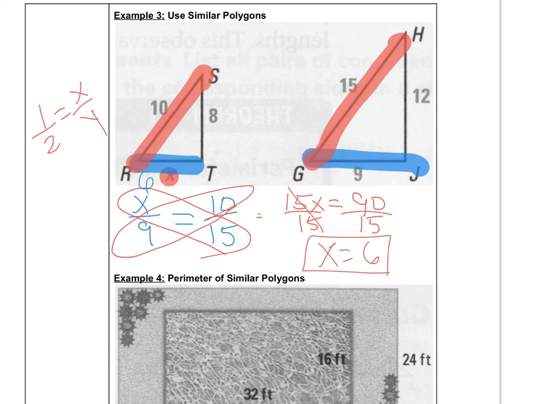Just make sure you're careful. Go little to big or big to little. You could have gone 9 over x, but you'd have to make sure you went 15 over 10. All right? Either way, you'd get the same answer.